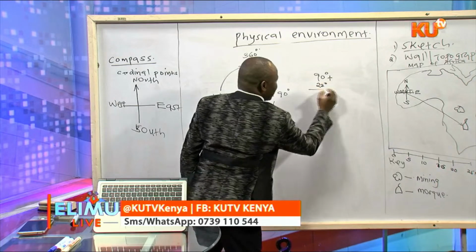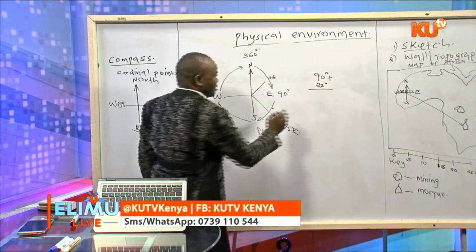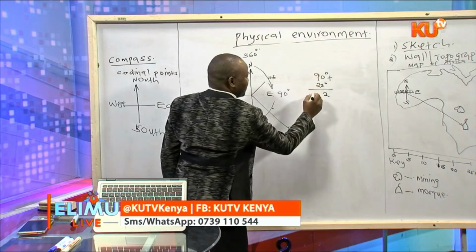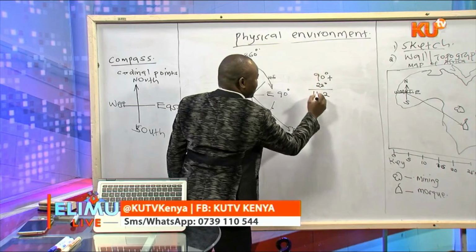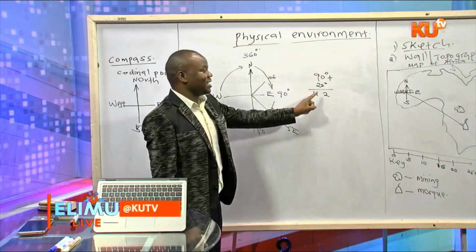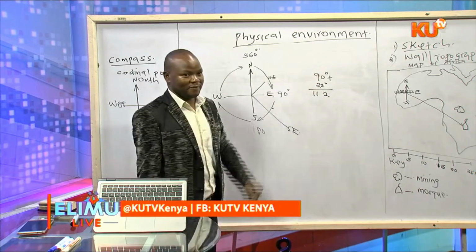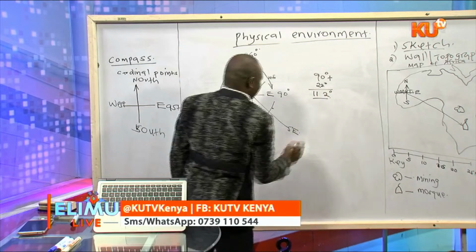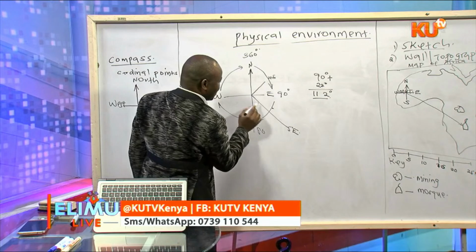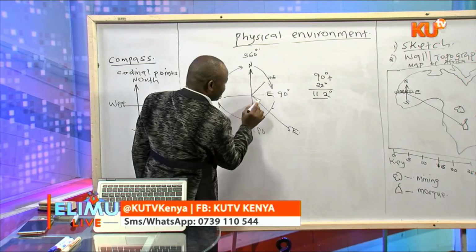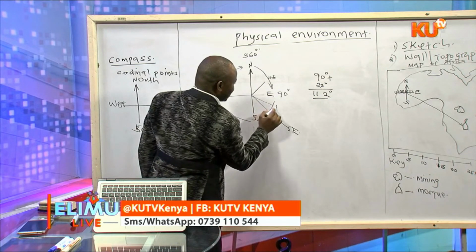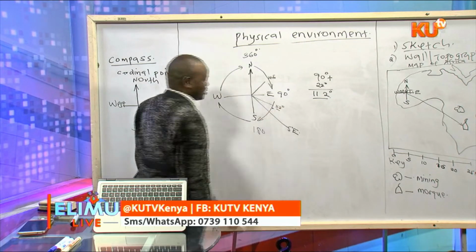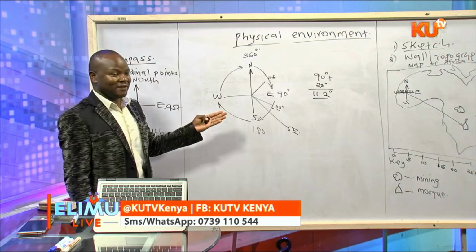You add them. This one is going to be 2, then this one is going to give you 11. So that is a total of 112 degrees, remember. So that person is going to rest somewhere at this point, that is 112 degrees. That is the point that the person has covered.